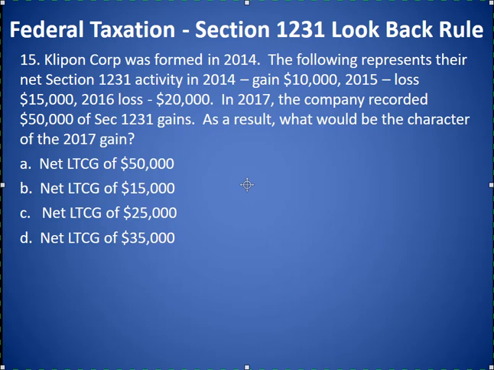As a result, what would be the character of the 2017 Section 1231 gains? And again, you're given 4 choices. Go ahead and analyze your choices. Stop the video. When you're ready, go ahead and restart your video to view the answer slide.